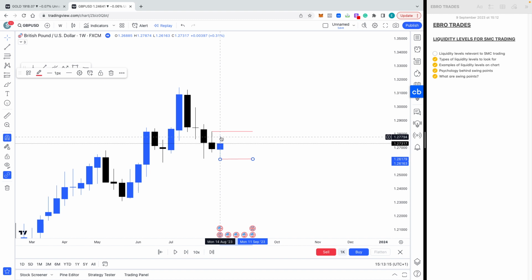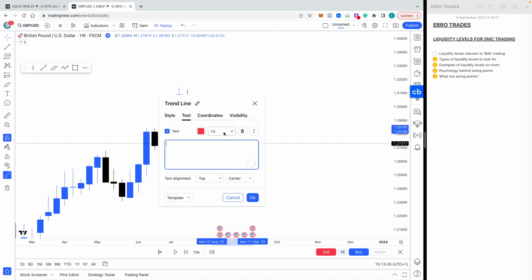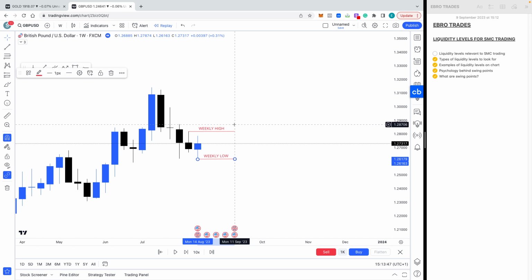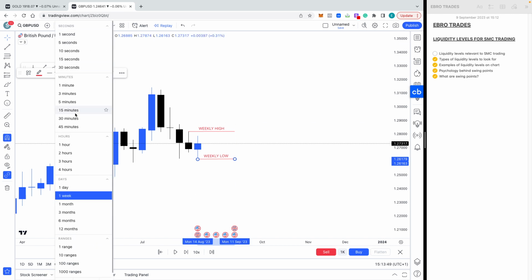Now, we haven't marked this high out as our liquidity level for weekly high because we haven't taken out the previous week's high. And so that liquidity level still stands and is valid. But the low for last week was taken out. And so this is our updated liquidity level for the weekly low. So we'll call this weekly high. And this is something I'll always mark out at the start of the week, weekly low, as it's often a magnet for price action.